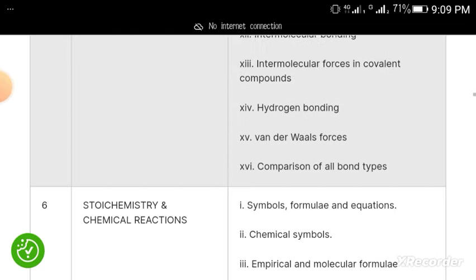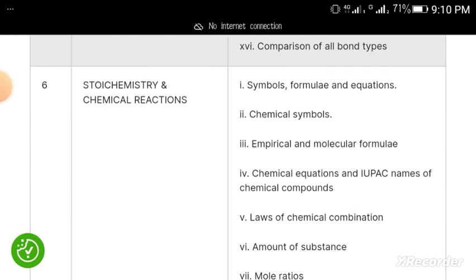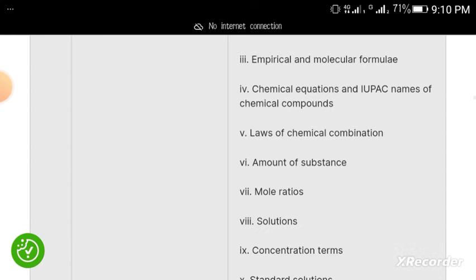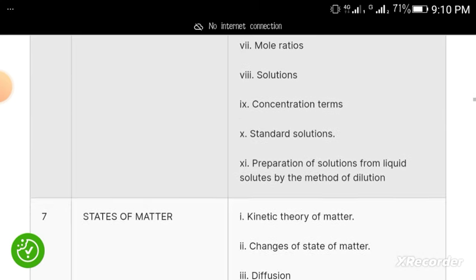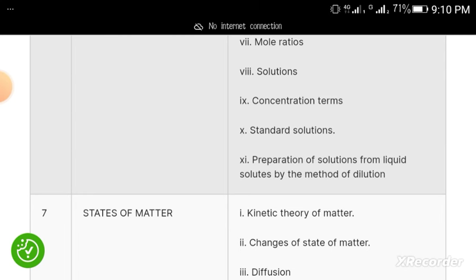Then study stoichiometry and chemical reaction, symbols, formula, and equation, chemical symbols, empirical and molecular formula, chemical equation, and IUPAC name of chemical compounds. These are very important. Just get your chemistry textbook and read up these things. Laws of chemical combination, amount of substance, mole ratio. So remember, there are also calculations in each of these things. So as you study, you must also study the calculation.